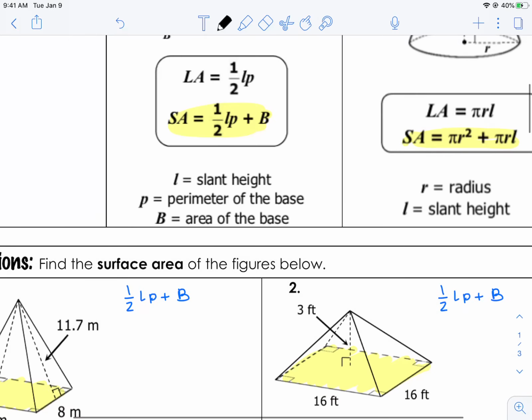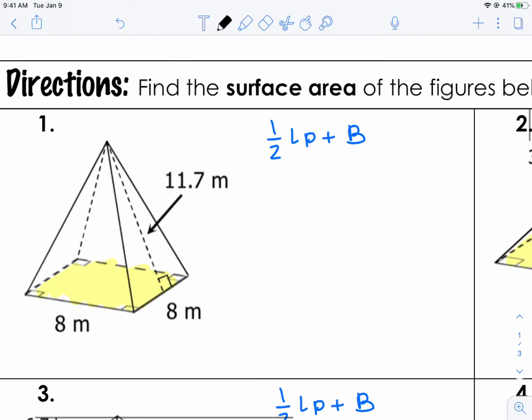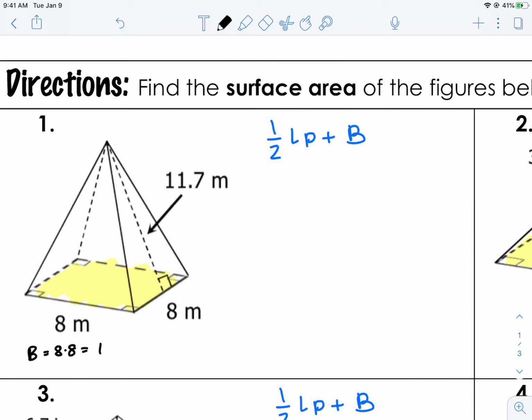Okay. So what I did just to save time is just put the formulas and I highlighted the bases. Okay, so this one is a square pyramid, and I know that because the base is a square. So first thing I'm going to do is find the area of the base, which in this case is just 8 times 8, which is 64.